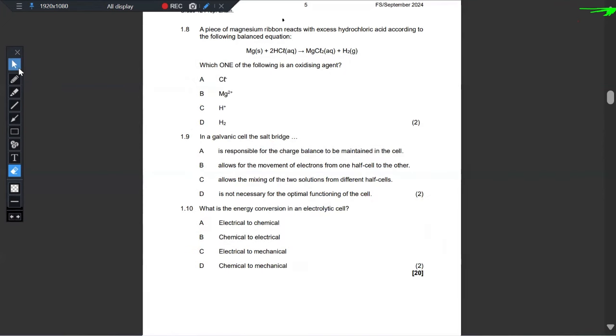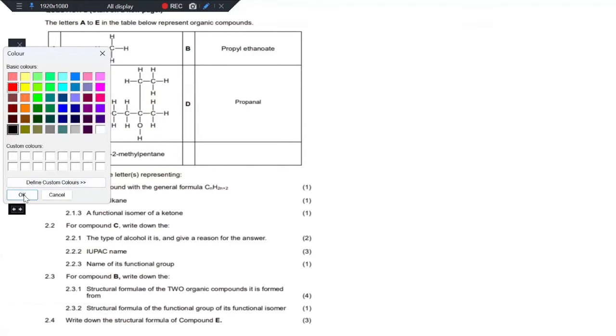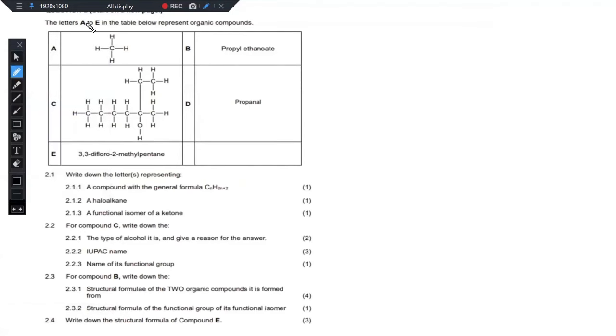Then, okay, let's go to question 2 now. Okay, so we have question 2 on organic chemistry. It says the letters A to E in the table below represent organic compounds. So as we can see, we are given all these organic compounds here. And then applying the strategy that I taught you, the first thing that you want to do is identify the homologous series of each of these compounds given here.